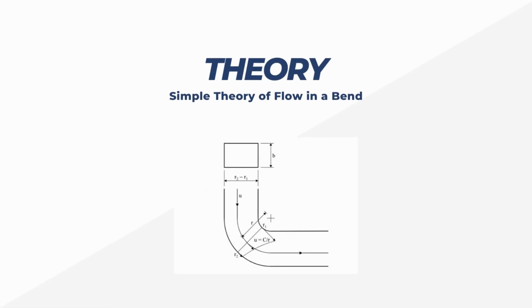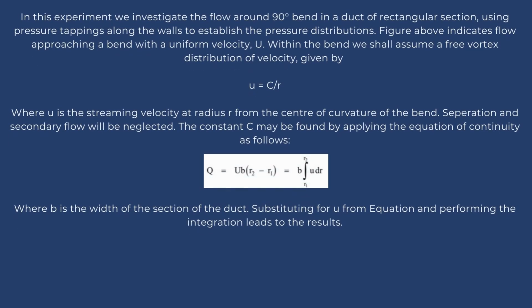Next, theory: simple theory of flow in a bend. In this experiment, we investigate the flow around a 90-degree bend in a duct of rectangular section, using pressure tapping along the walls to establish the pressure distribution. The figure above indicates flow approaching a bend with a uniform velocity. Within the bend, we shall assume a free vortex distribution of velocity given by U equals C over R, where U is the streaming velocity at radius R from the center of curvature of the bend. Dispersion and secondary flow will be neglected.